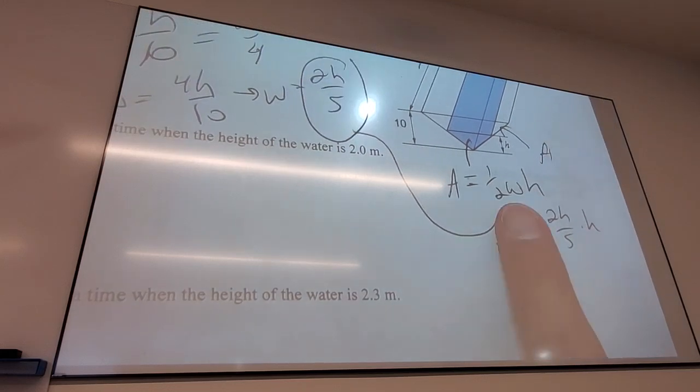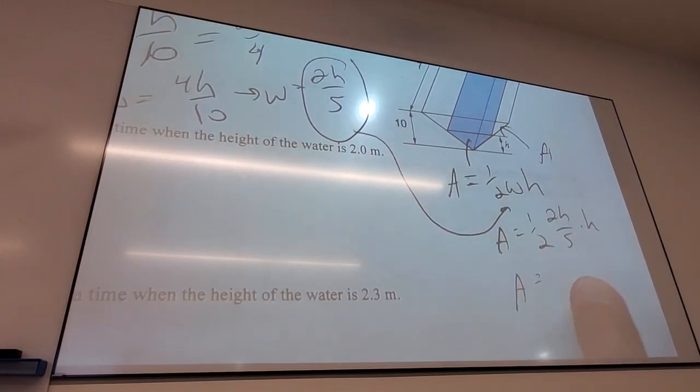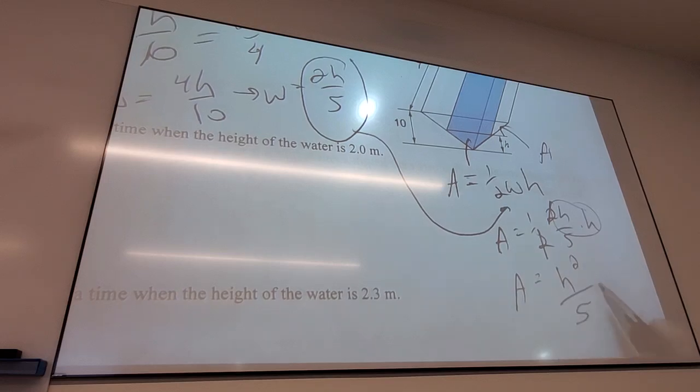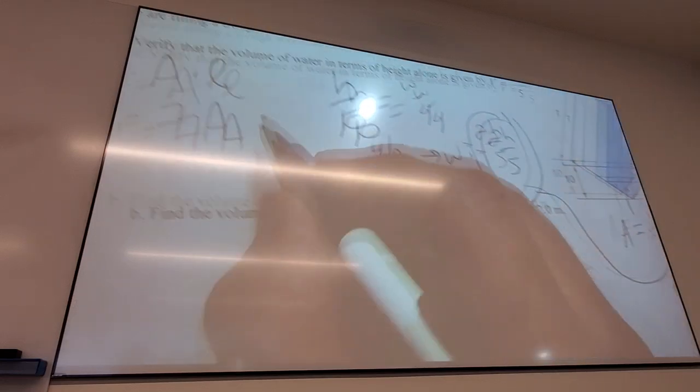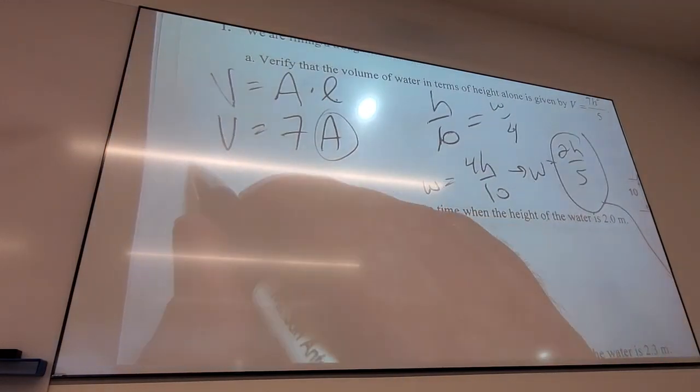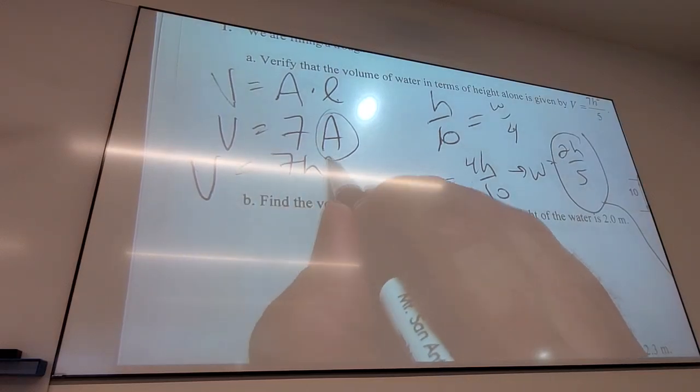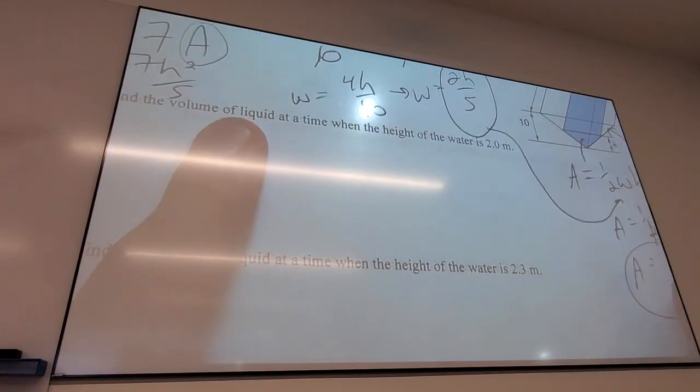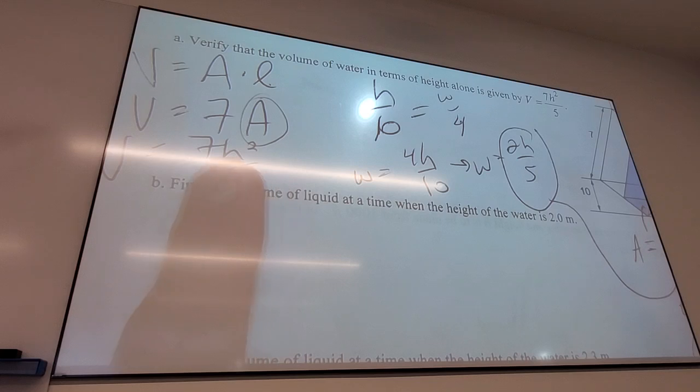Is that cool? I just replaced W with what it is. The 2's cancel. This makes h squared over 5. And now this, I can plug in over here. So now I know my volume is 7h squared over 5. Just multiply that by 7.